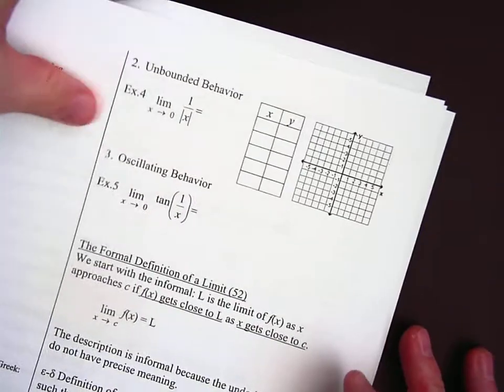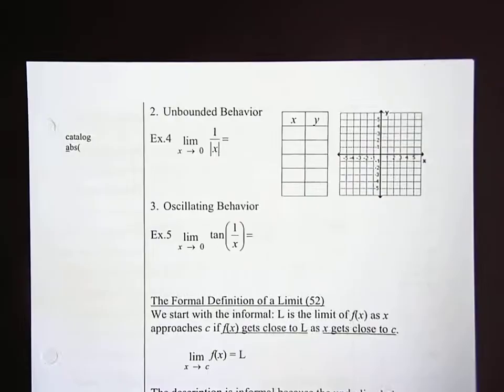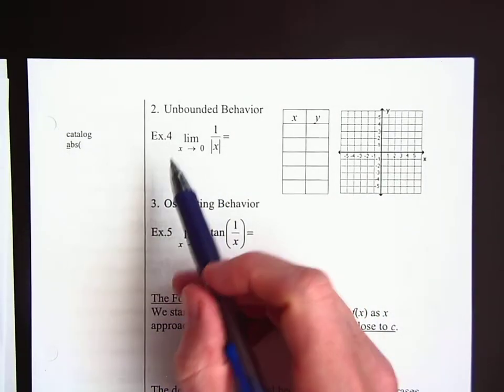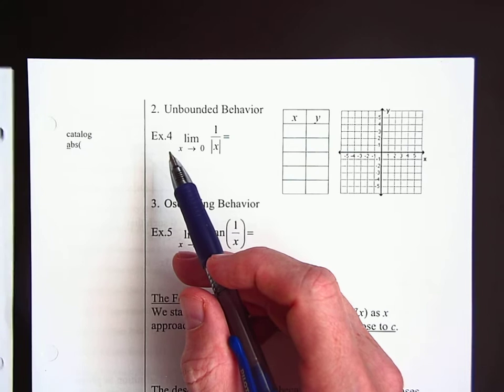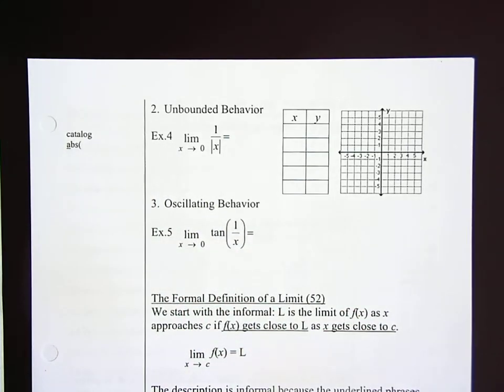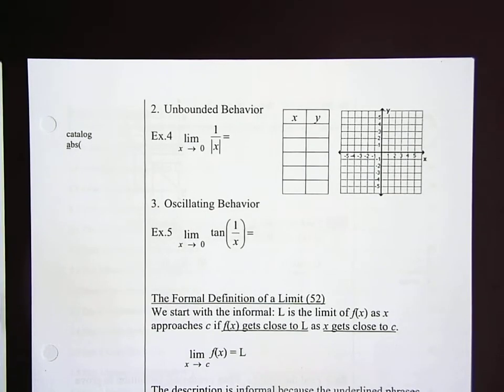Page 2. Another time that limits don't exist is if we have unbounded behavior. So what does that mean? If we look at, you notice this isn't highlighted, so it's not as big of a deal, but the highlighted stuff is absolutely necessary. The not highlighted stuff is just a little less important.